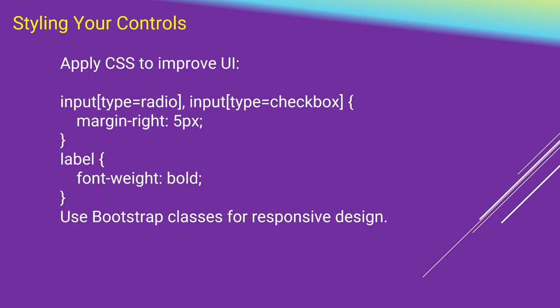A polished user interface makes your application more user-friendly. Apply CSS rules to style your radio buttons and checkboxes, or use Bootstrap classes to align and space them. Styling not only enhances appearance but also improves accessibility.